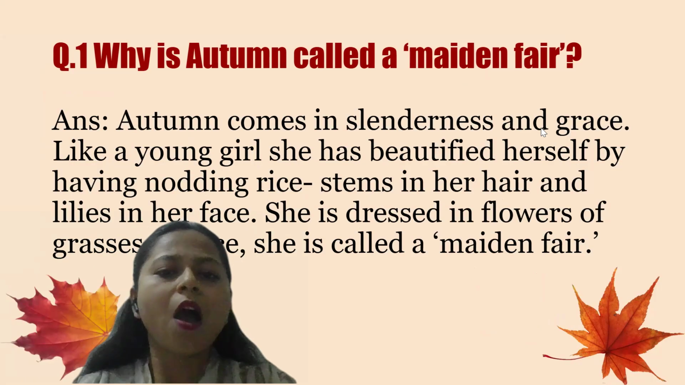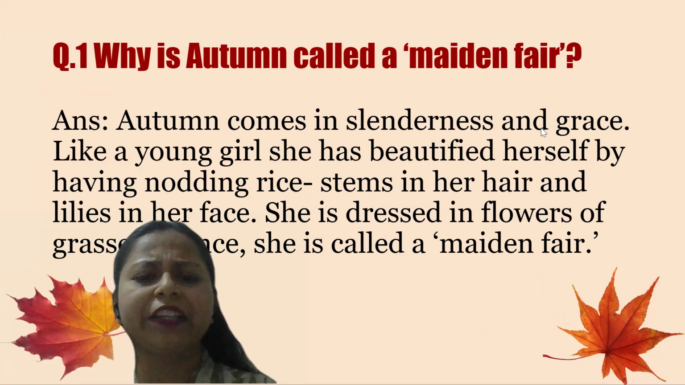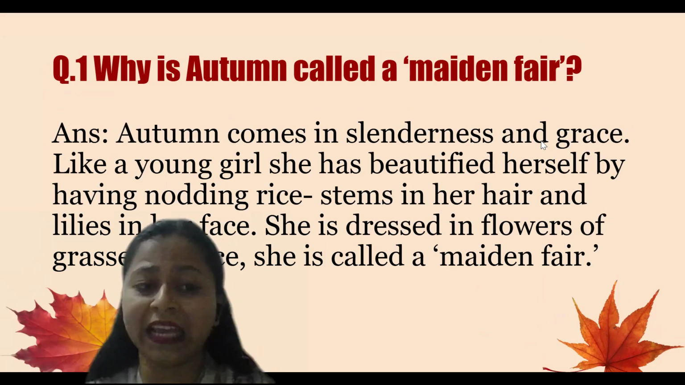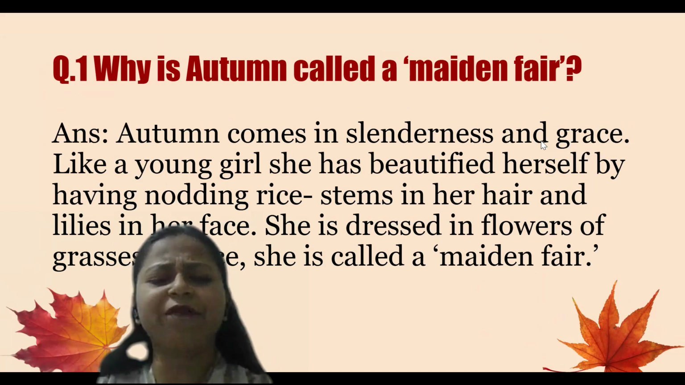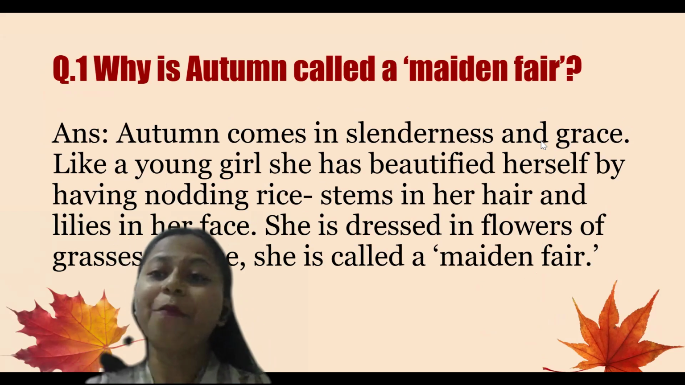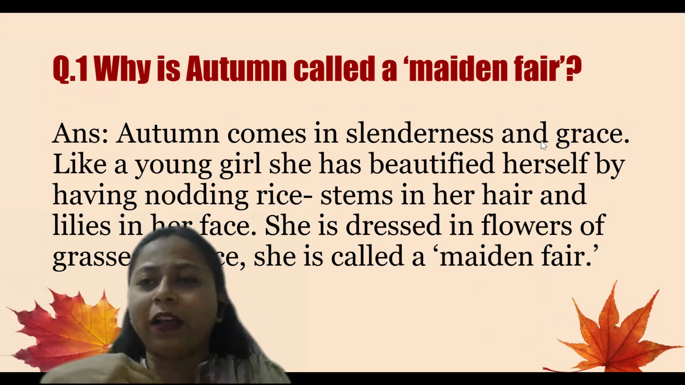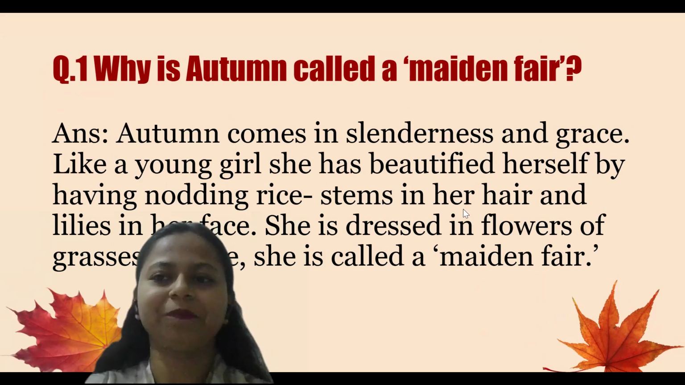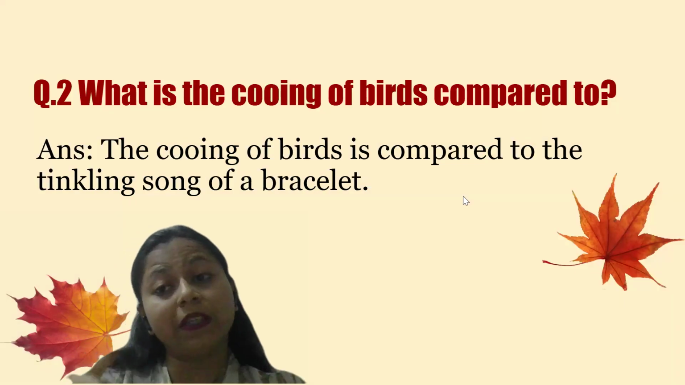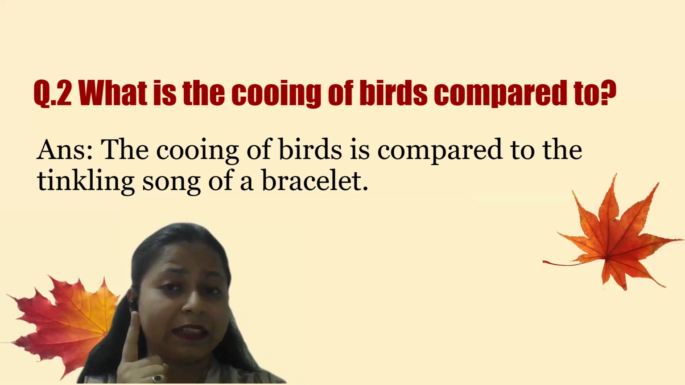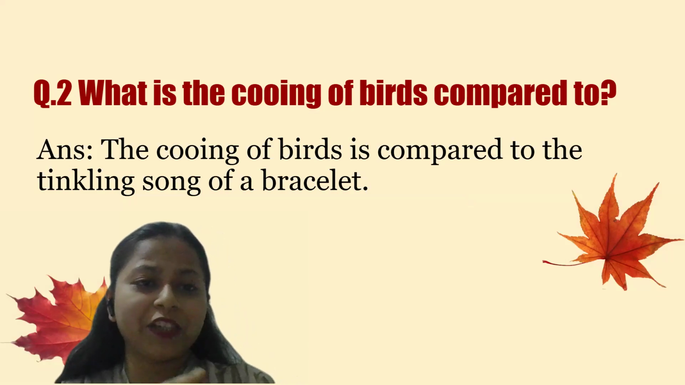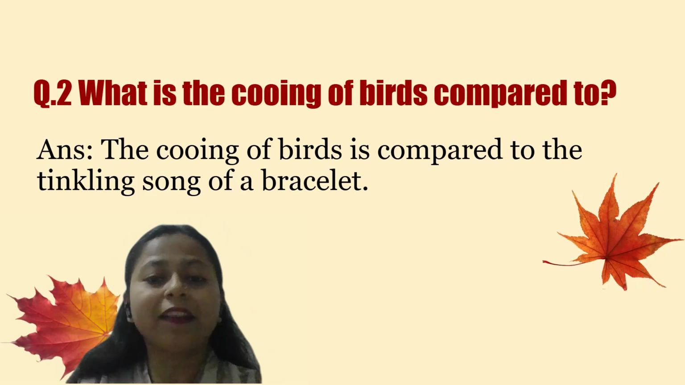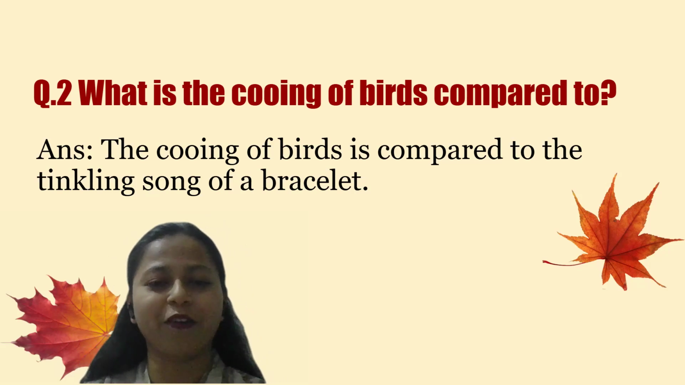We will see this. Autumn comes in slenderness and grace. Like a young girl, she has beautified herself by having nodding rice stems in her hair and lilies in her face. She is dressed in flowers of grasses, hence she is called a maiden fair. She is defined as a beautiful lady. Next. What is the cooing of birds compared to? So, if you remember, I had told you in the explanation that the cooing is compared to the tinkling sound of the bracelets over here. The cooing of birds is compared to the tinkling sound of a bracelet.